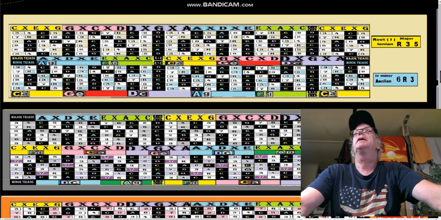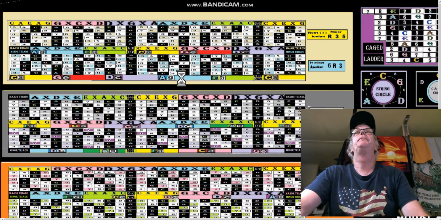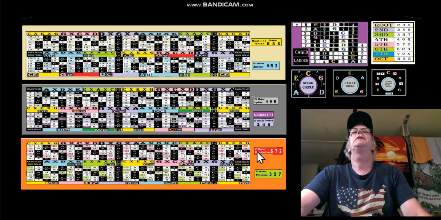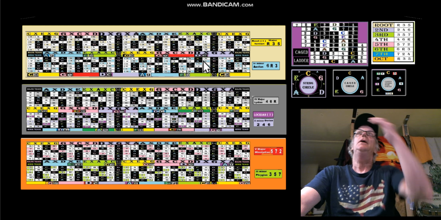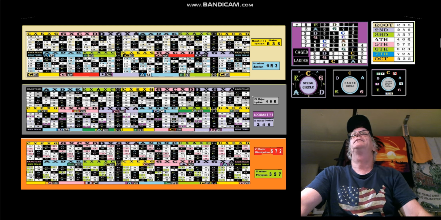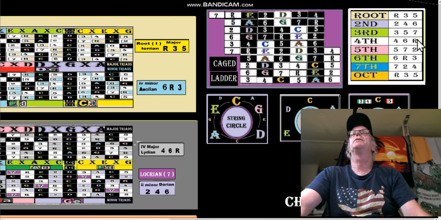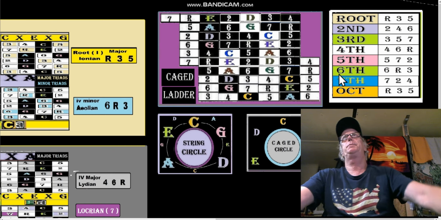I can't seem to get this to scroll, but we also have the Mixolydian down here and the Phrygian, its relative minor sixth. So this is very valuable. Okay, and we can look at them as this diagram up here.